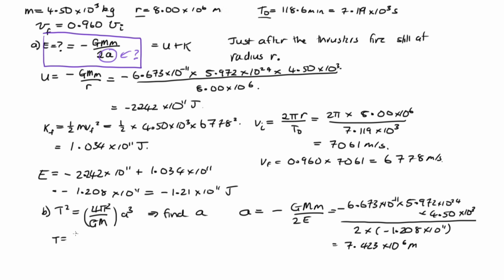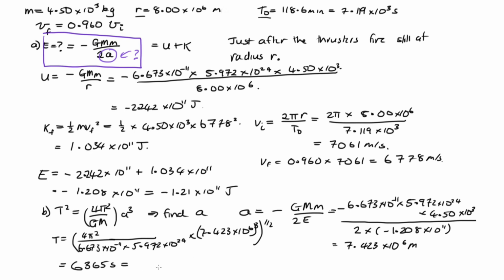T is equal to the square root of 4 pi squared over G, which is 6.673 times 10 to the minus 11, times M, the mass of the planet, which is 5.972 times 10 to the 24, times a cubed, which is 7.423 times 10 to the 6 cubed. We need to take the square root of this. When we do all that on the calculator, we end up with 6,365 seconds, which is equal to 106 minutes. So that's how we solve that problem.